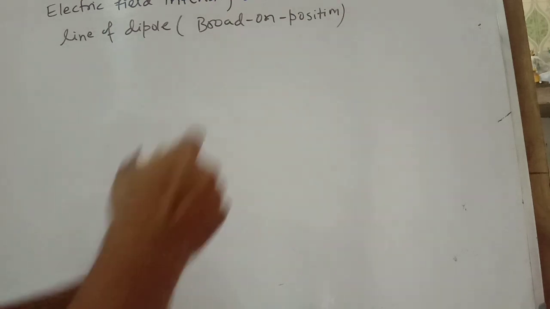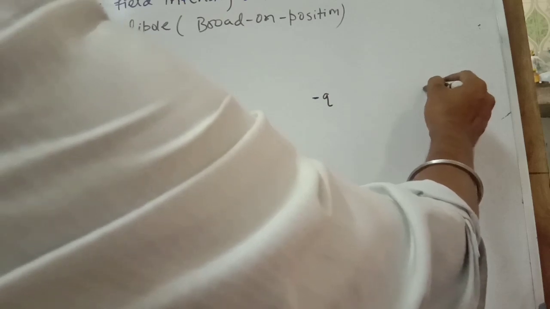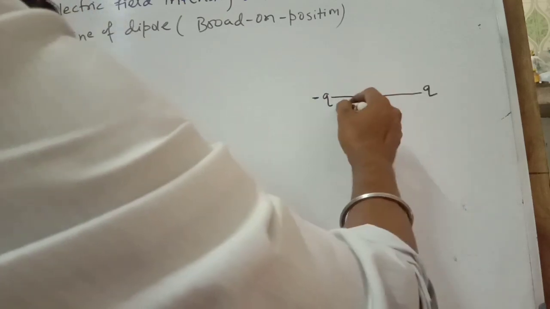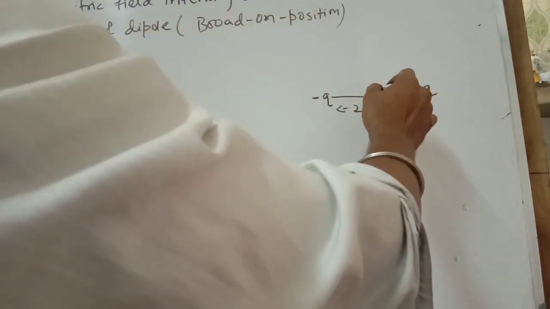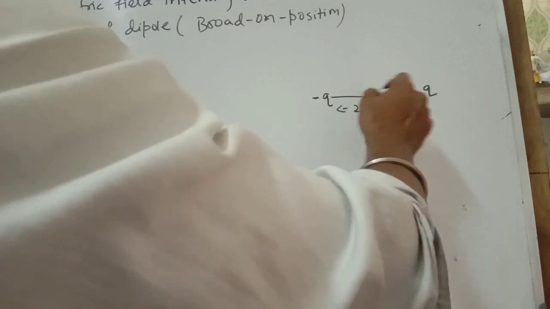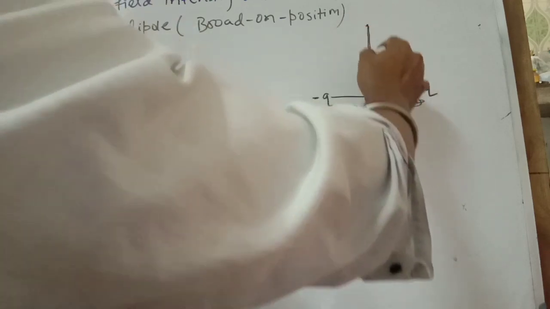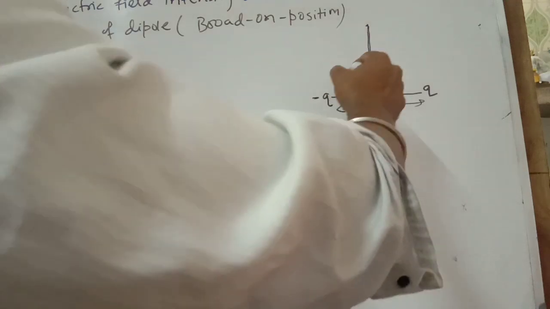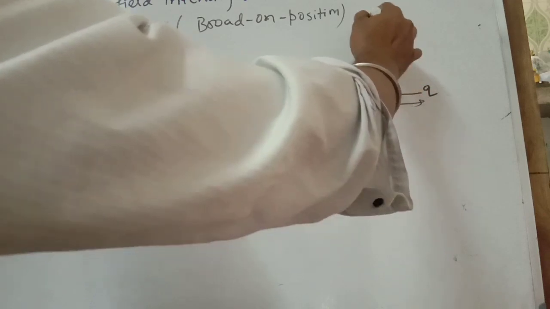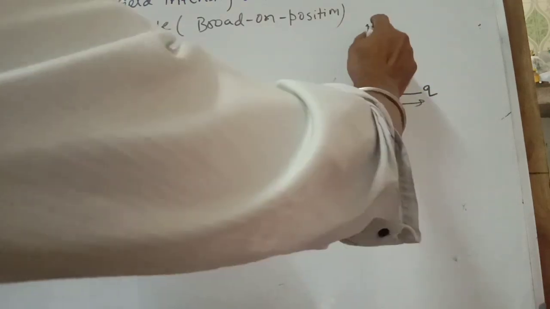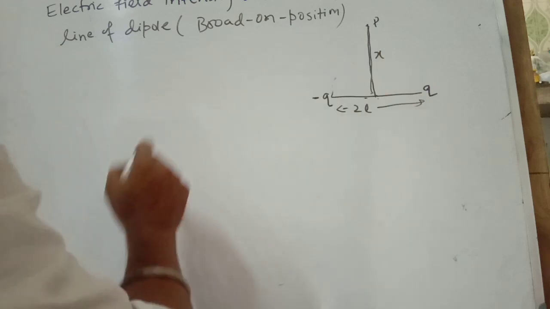Okay, so first we construct the electric dipole. We consider here minus q and plus q, and their distance we consider again as 2L. So the equatorial line position means the perpendicular from the middle of this electric dipole. Let us consider a point P at a distance x away from the middle of the dipole.